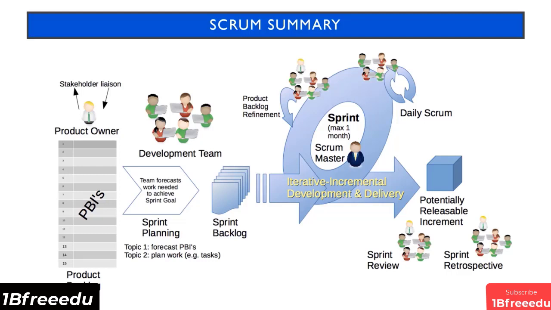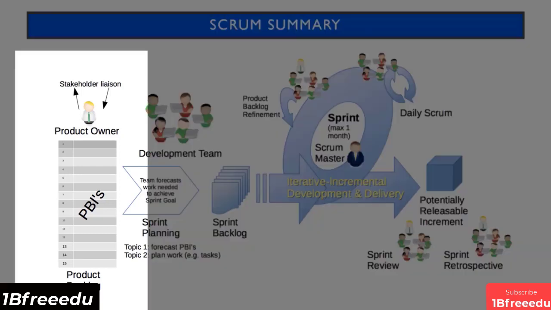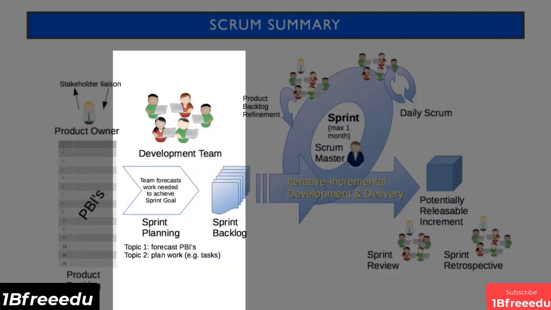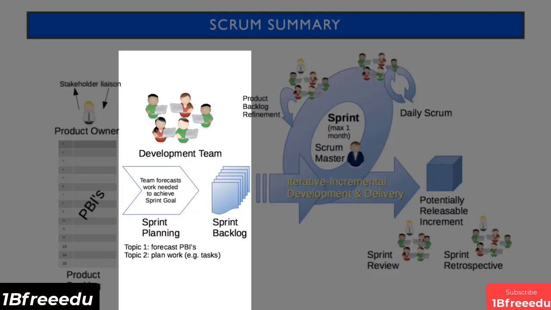So to summarize Scrum, the product owner creates and manages the product backlog by filling it with PBIs, or product backlog items, also known as user stories, which can represent a feature to be developed. A sprint planning meeting is then held with the entire team, including developers, where the highest priority stories, which are usually at the top of the product backlog, are put into the sprint backlog. During this process, the developers also provide an estimate of effort for each of the stories.